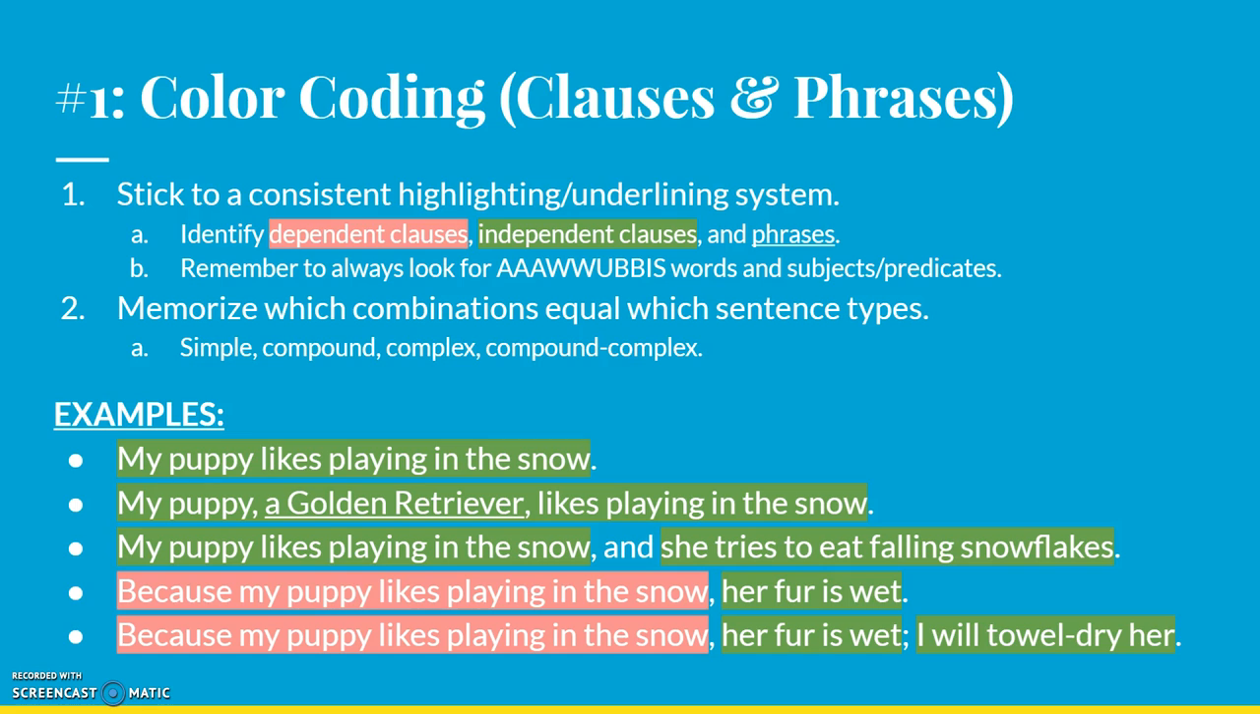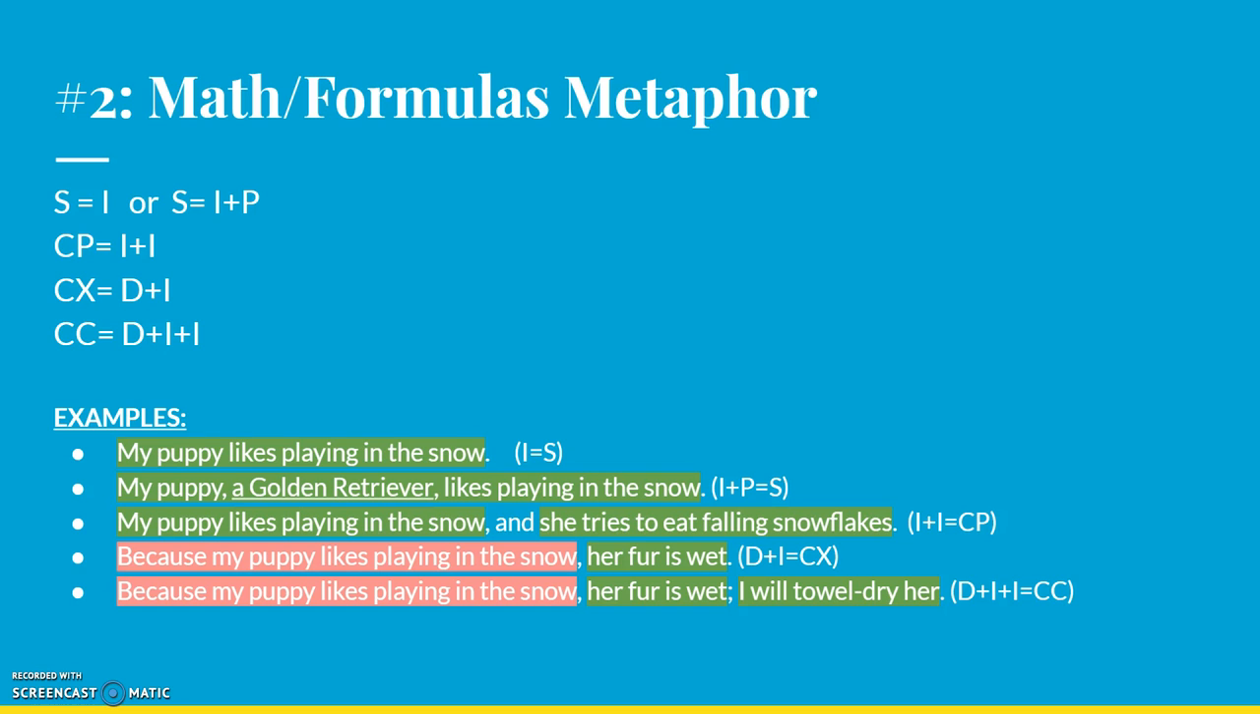If you can get good at recognizing those patterns, then you can try other memory tricks too. Some people are math minds and are mathematically oriented in their brains, so you might like trying to remember sentence types this way. If you are a formula person, you can try to memorize formulas like S equals I, or I equals S, or S equals I plus P. What I'm saying is, a simple sentence means 1 independent clause. They're the same thing. Or a simple sentence can be an independent plus a phrase. So my first 2 are S's: I equals S or I plus P equals S.